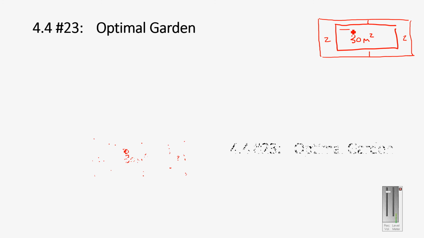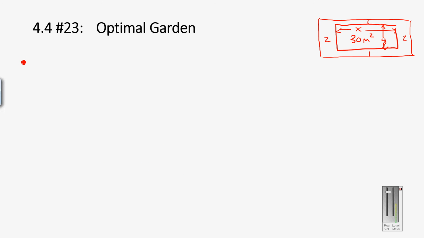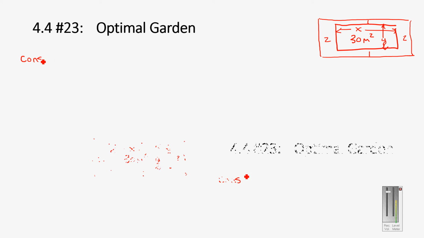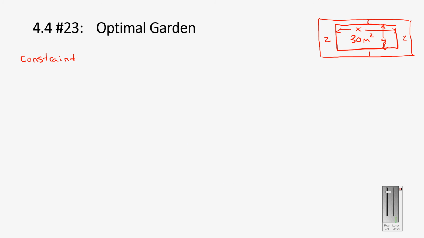So the garden is what we're really concerned about. We're concerned about an x dimension, and we're concerned about a y dimension. The borders are always going to add 2 on each side of x and 1 on each side of y. So the constraint really is this. The constraint becomes x times y equals 30. So I have to get 30 meters squared out of those two.